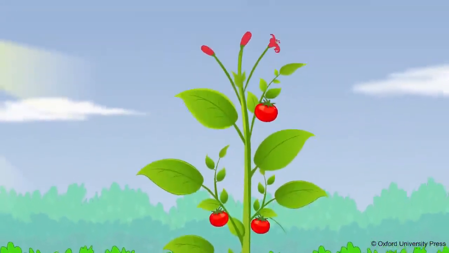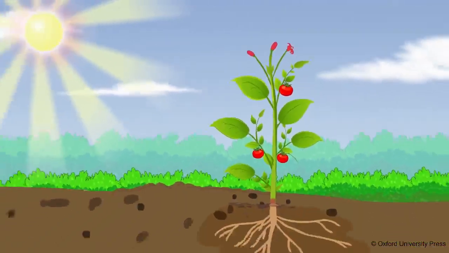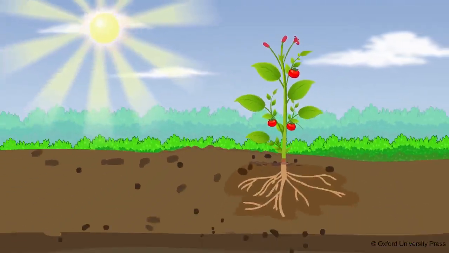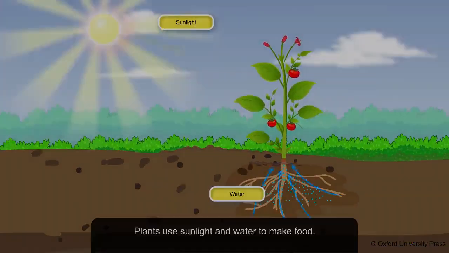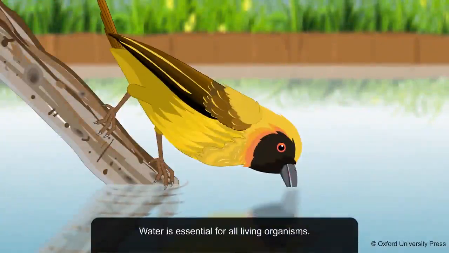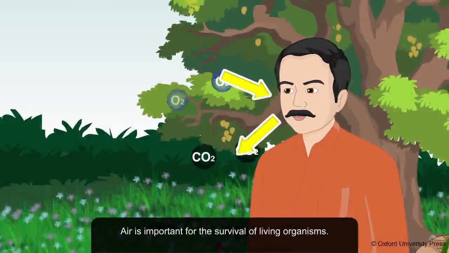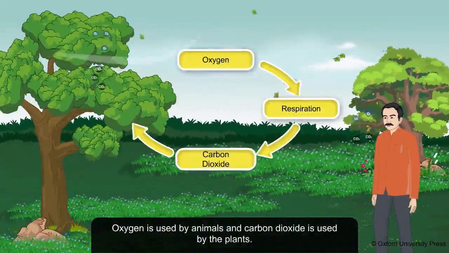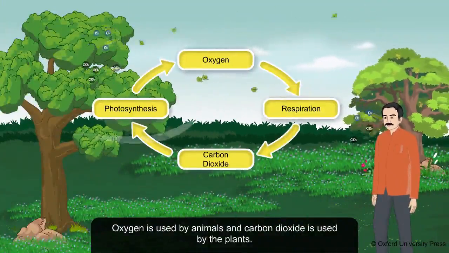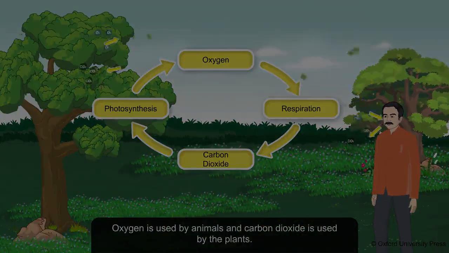Let us see how the biotic components interact with the abiotic components. Plants use sunlight and water to make food. Water is essential for all living organisms. Air is important for the survival of living organisms. Oxygen is used by animals, and carbon dioxide is used by the plants.